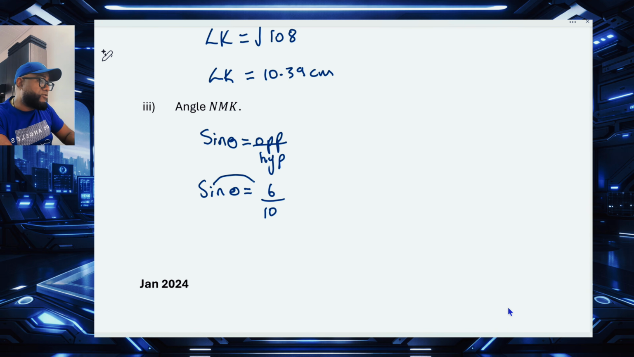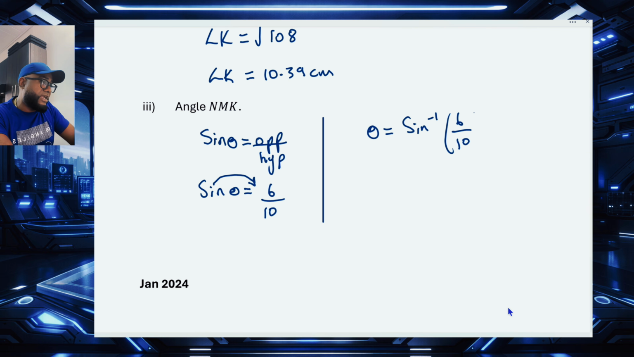To bring the sine alone here, when you move sine by itself, what do we do? Inverse. So theta is equal to sine inverse of 6 over 10. Theta is equal to 36.87 degrees. Is that correct? Right.